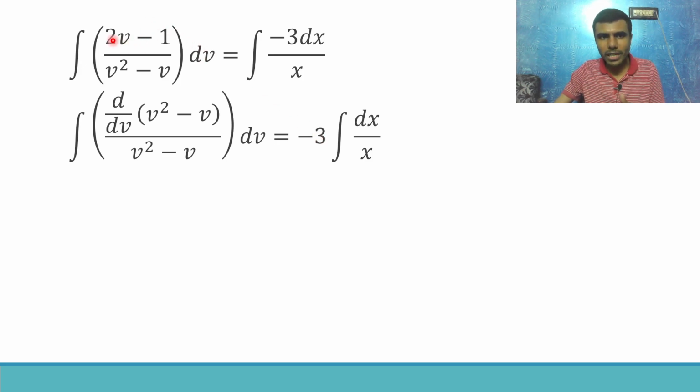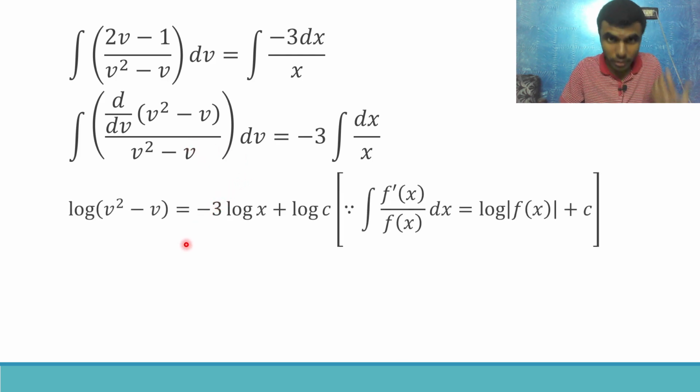Now see, this 2v minus 1, I can write it as the derivative of v square minus v. So this integral is of the form integral f dash x by f of x. F dash x is in the numerator, f of x is in the denominator. Now if I have an integral of this form, what I would end up with is log of v square minus v. Integral f dash x by f of x is nothing but log mod f of x plus c. But in the textbook they have not used mod, so I'm not using mod here also.